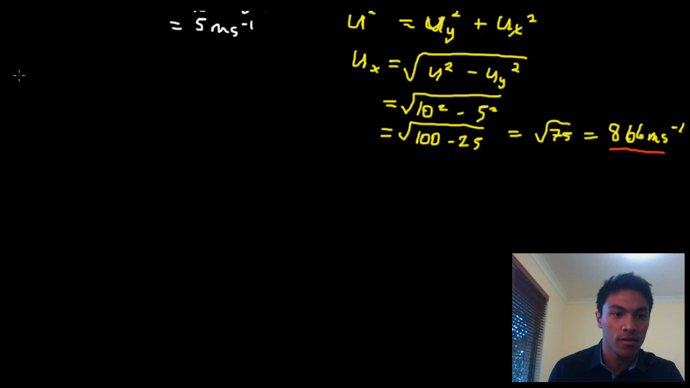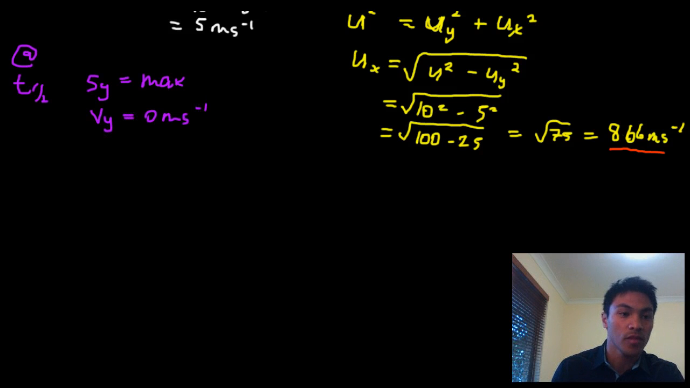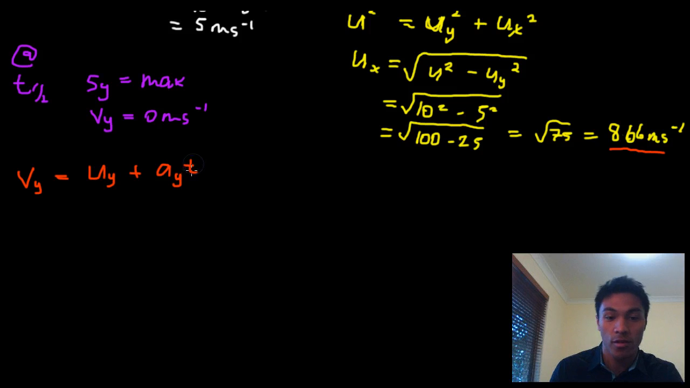So let's say at t half, at halfway through its trip, there's a couple of things that we know. So at half t, the displacement in the y direction is going to be at its maximum, and the final velocity in the y direction is going to be 0 meters per second. So if we use our Vy equals u in the y direction plus a in the y direction t, because remember time doesn't have a direction, it's a scalar quantity, we can plug those values in.